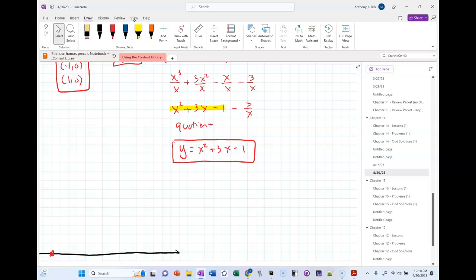You got to have the vertex. How do you find the vertex? Is it negative b over a? Negative b over 2a. And then to find the y, we'll just plug that in.